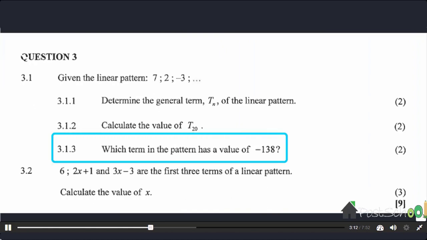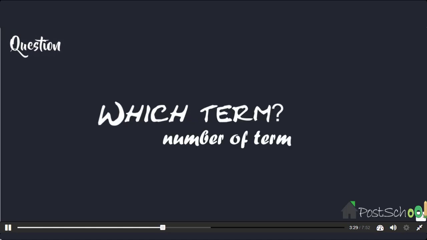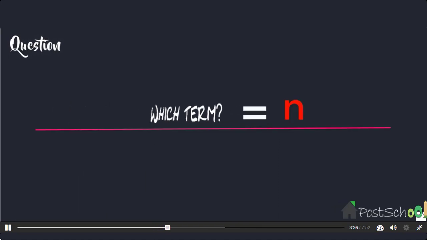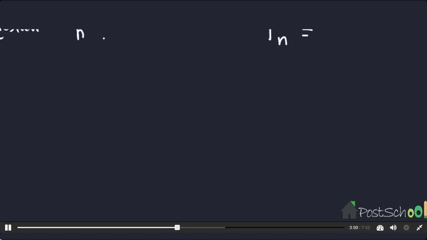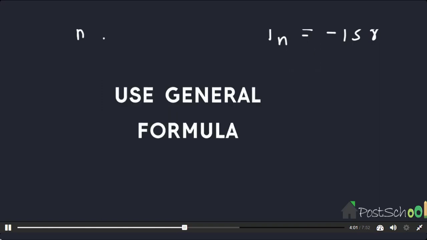Okay, 3.1.3 is saying: which term in the pattern has a value of negative 138? We are given the term value, which is negative 138, and we are asked which term, so which number of terms. When the question says which term, it's asking us for n, and since we are given the value of negative 138, that's our Tn. So the question is asking us n, but we are given Tn, which is negative 138. So we are going to use our general formula to calculate n.